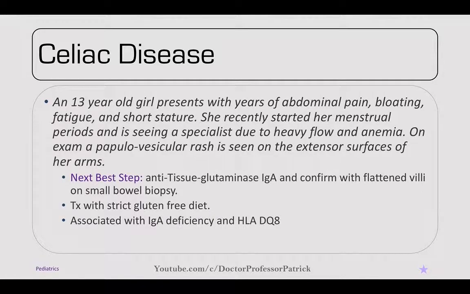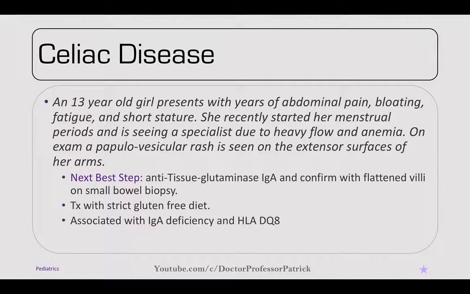Going into celiac disease, we've got a 13-year-old girl who presents with years of abdominal pain, bloating, fatigue, and short stature. She recently started her menstrual periods, and she's seeing a specialist due to heavy flow and anemia. On exam, there's a papulovesicular rash seen on the extensor surfaces of her arm.